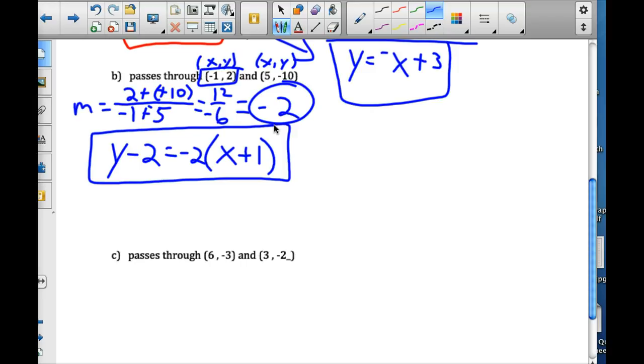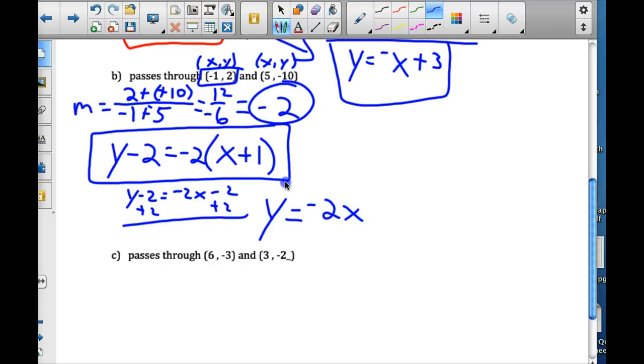Halfway home. Zuli, distribute your negative 2 and then add 2 to both sides. You can do this. Y minus 2 equals negative 2x minus 2 and plus 2. So y equals negative 2x. Guys, this one happens to go through the origin. Coincidentally. Because b is 0. Slope-intercept form, b is 0. Okay? That happens.